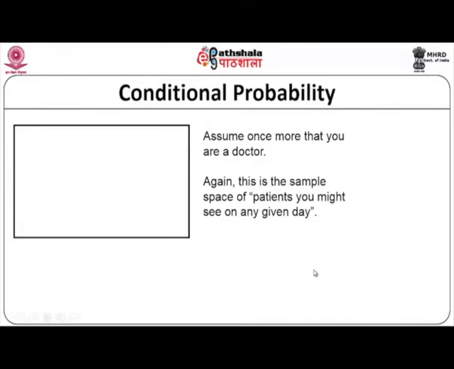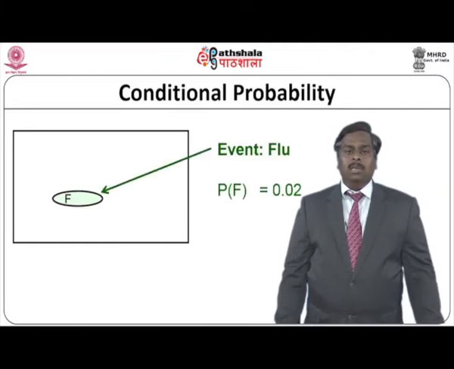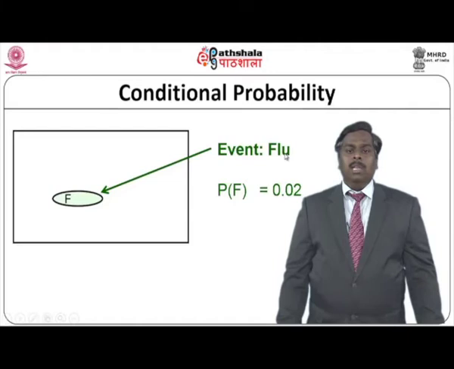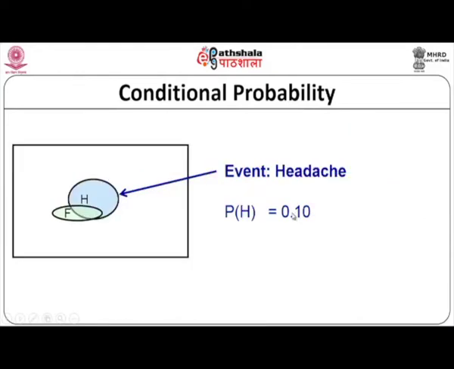Assume you are given a sample space which indicates all the patients who visit your hospital or clinic on one day. Now, there are a few patients who have flu. So, the chance of patients having flu is indicated by the respective probability P(F), which is equal to 0.02, which we have already discussed. There is also a chance that a few of the patients have headache. So, the probability of a patient having headache is, say, 0.1.